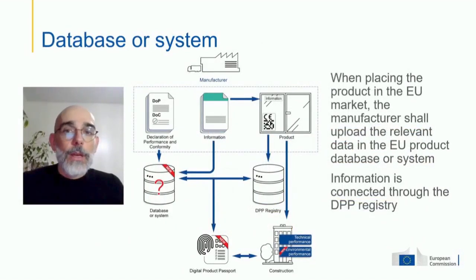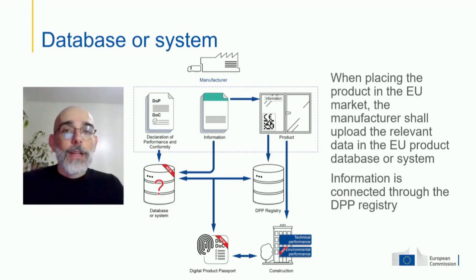This picture shows how the system works. The manufacturer manufactures the product. They provide a declaration of performance and conformity and some information that is uploaded in a database or system. In the case of the Ecodesign for Sustainable Products Regulation, this information is uploaded in a server of the manufacturer or subcontracted by the manufacturer. But in the case of the Construction Products Regulation, we are already having a study to define how this system will go. It can be from a centralized database to a distributed database or really a manufacturer obligation to host the data. But in any case, this information will be connected to the product through the digital product passport code.